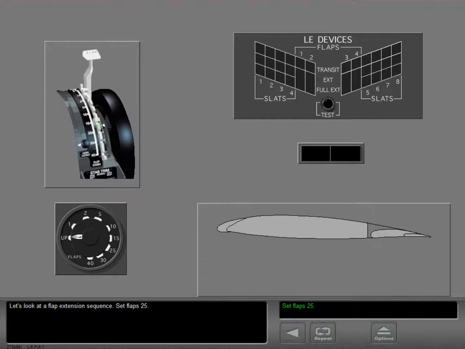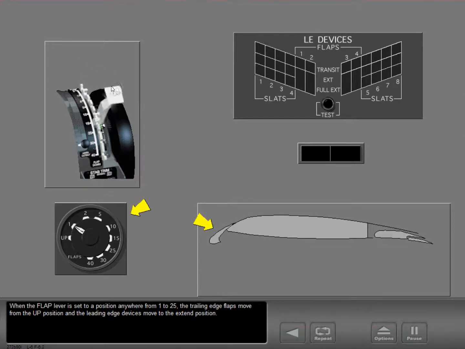Let's look at a flap extension sequence. Set flaps 25. When the flap lever is set to a position anywhere from 1 to 25, the trailing edge flaps move from the up position and the leading edge devices move to the extend position.